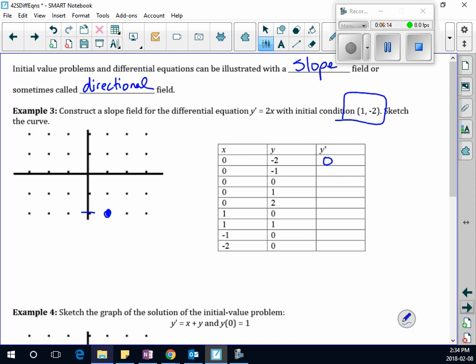Okay, so actually, if you can see, it's not going to change for any of the ones where x is 0. They're all going to be 0 for the slope, right? Does everybody agree? I'm subbing that into here, and I'm going to get 0 for the slope. So that means at (0, 2), (0, 1), (0, 0), it's all going to be this horizontal line. Okay? So far so good?